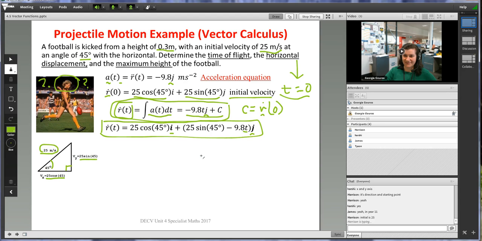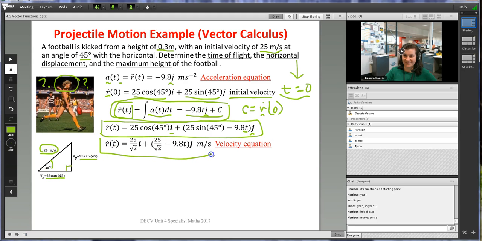Hopefully that makes sense, because that's going to help us work out the time of flight, the horizontal displacement, and the maximum height of the football. So this is now our velocity equation. We can simplify: cosine of 45 is 1 on root 2, and sine of 45 degrees in exact values is 1 on root 2. So this is our velocity equation now. We have an acceleration equation and a velocity vector equation with respect to time.